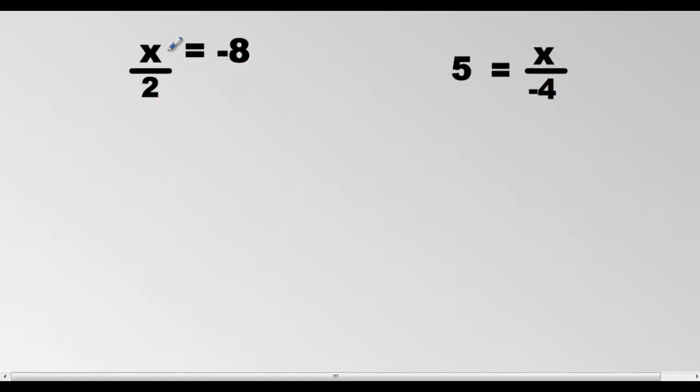Let's do it a little bit more formal. We have here x over 2 equals negative 8. So what's the first step? If you remember back in the other lesson, we start on the variable side. Start with the variable side. I'll write monkey see, monkey do.